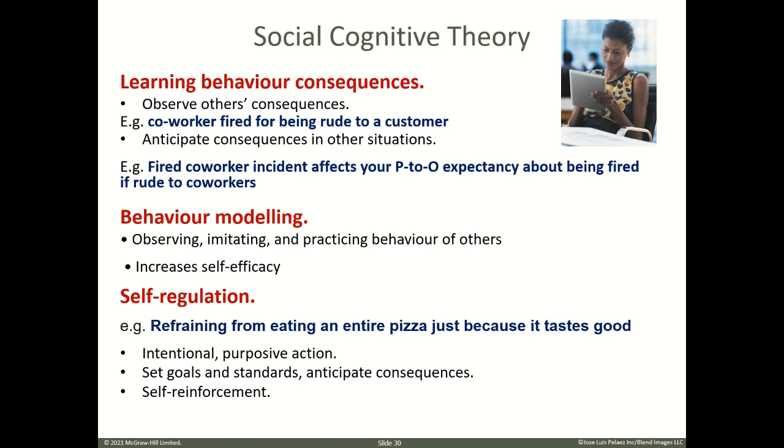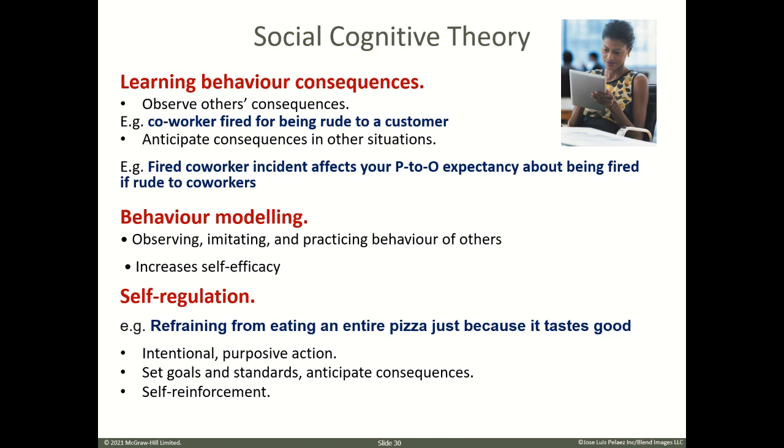Social cognitive is related to the society. Social can mean you are sociable, right? Sociable means extrovert, talking to the people. So now in this case, learning behavior consequences means observing others' consequences. For example, if the co-worker is fired for being rude to the customer, what will happen? So that is observing others' consequences, anticipating consequences in another situation.